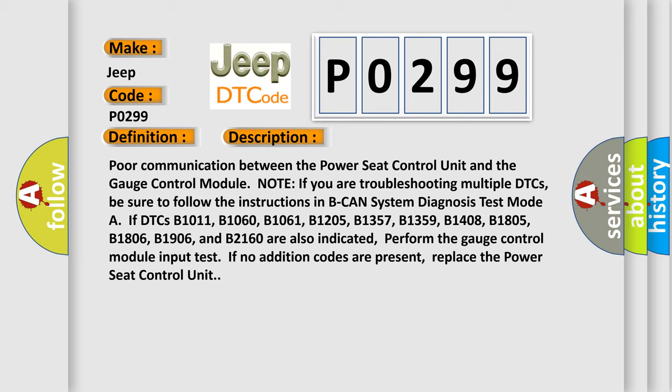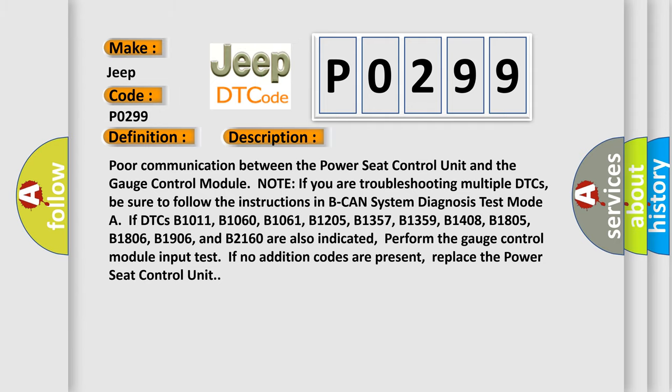Note: if you are troubleshooting multiple DTCs, be sure to follow the instructions in B-CAN system diagnosis test mode. A. If DTCs B1011, B1060, B1061, B1205, B1357, B1359, B1408, B1805, B1806, B1906, and B2160 are also indicated, perform the gauge control module input test. If no additional codes are present, replace the power seat control unit.